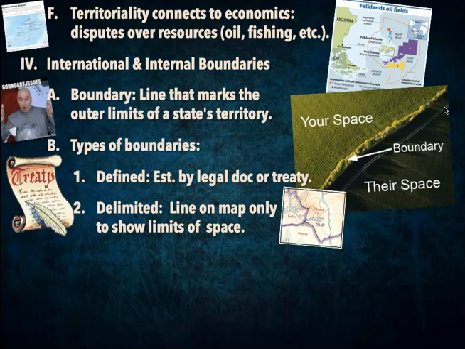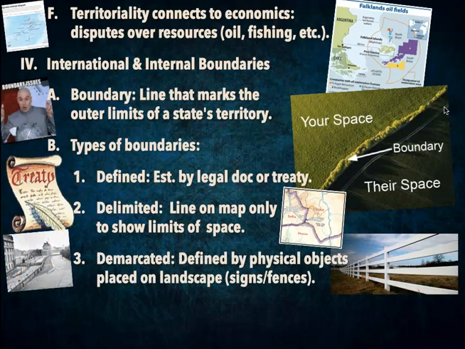We can look inside of Washington and look at the boundaries for our different counties. As we go from Clark County, I forget who directly borders us, but as we look at all the different counties, we can even break it down further into our electoral precincts and electoral districts in Washington State. All of those have lines drawn on a map that show the limits of space for each of them. Those would all be examples of delimited boundaries, right?